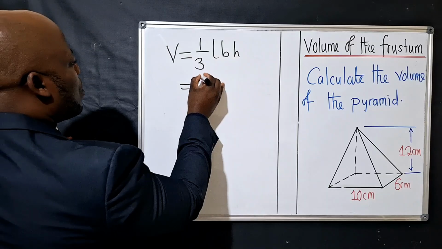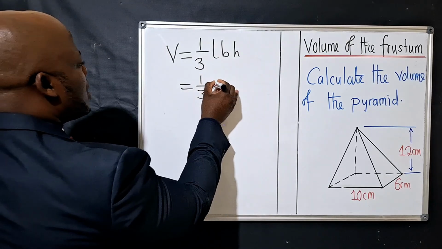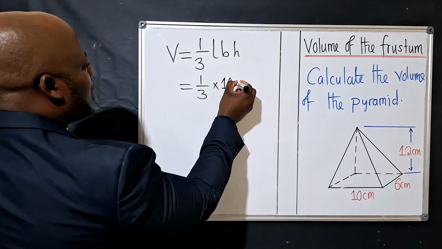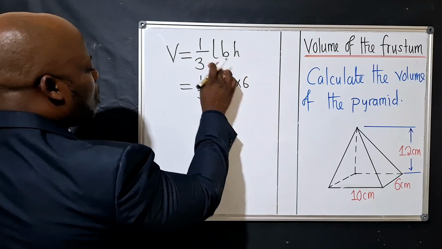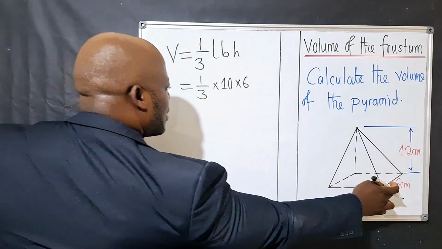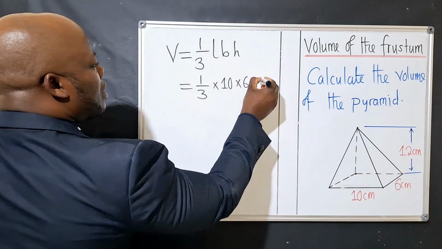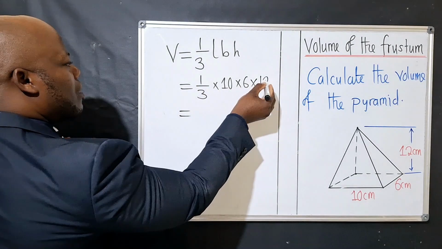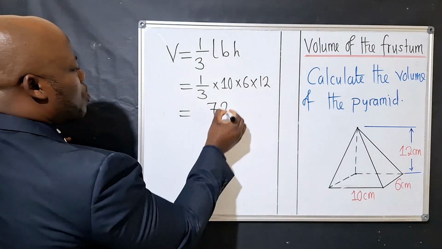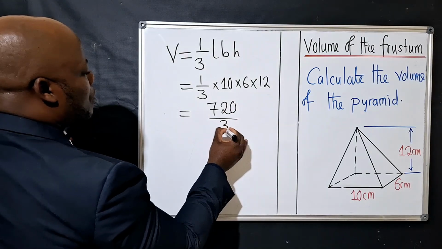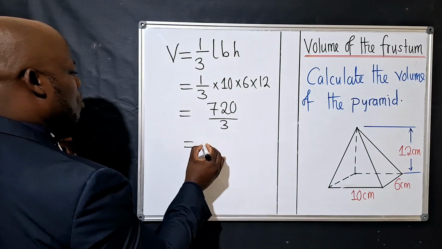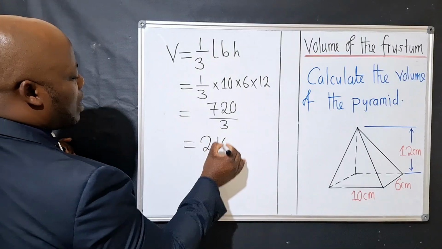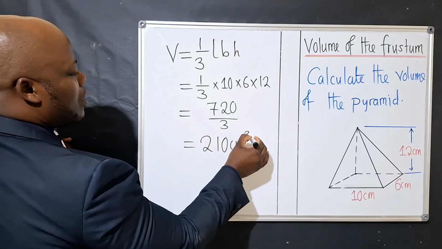So we shall say 1 over 3 times 10 times 6. L is 10. B is 6. The height is 12. So when we multiply 1 times 10 times 6 times 12, it will give us 720. We divide by 3. When we divide by 3, we get 210 centimeters cubed.